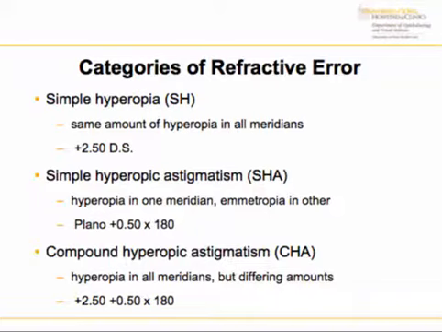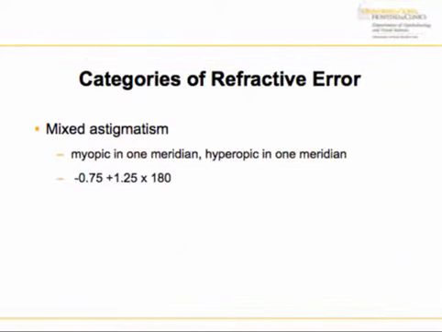Compound hyperopic astigmatism occurs when there is hyperopia in all meridians of different amounts. An example of compound hyperopic astigmatism is +2.50 plus 0.25, axis 180. In this case, there is hyperopia plus 2.50 diopters in the 180 degree meridian and plus 3.00 diopters in the 90 degree meridian. Finally, there can be mixed astigmatism.